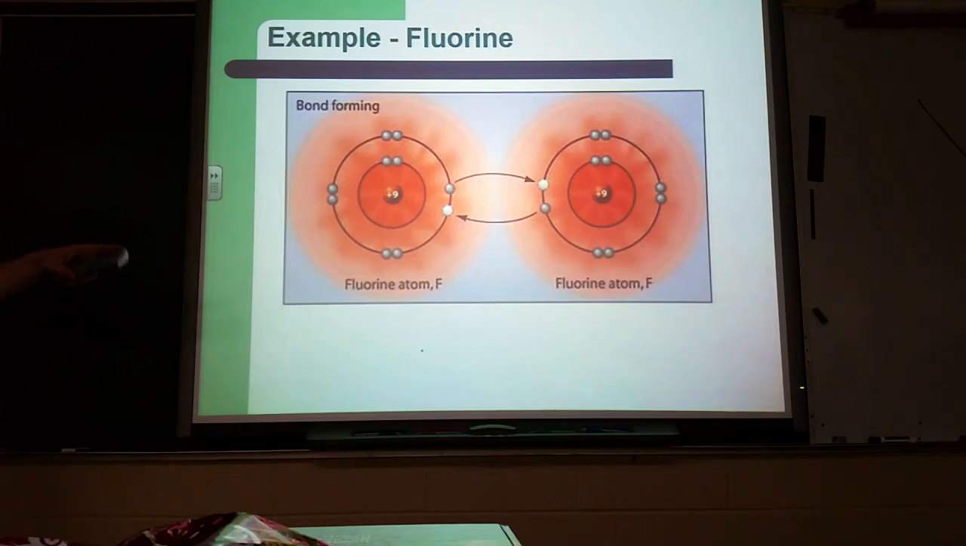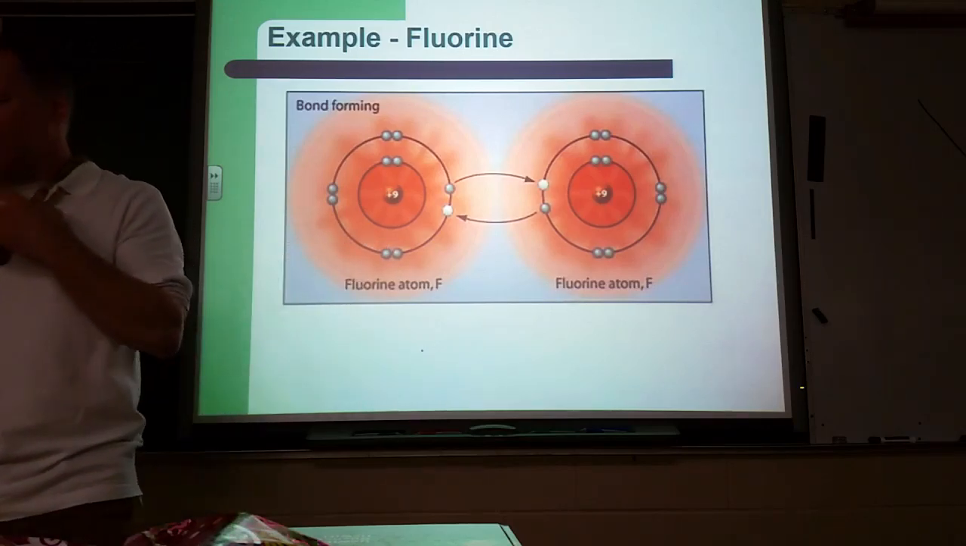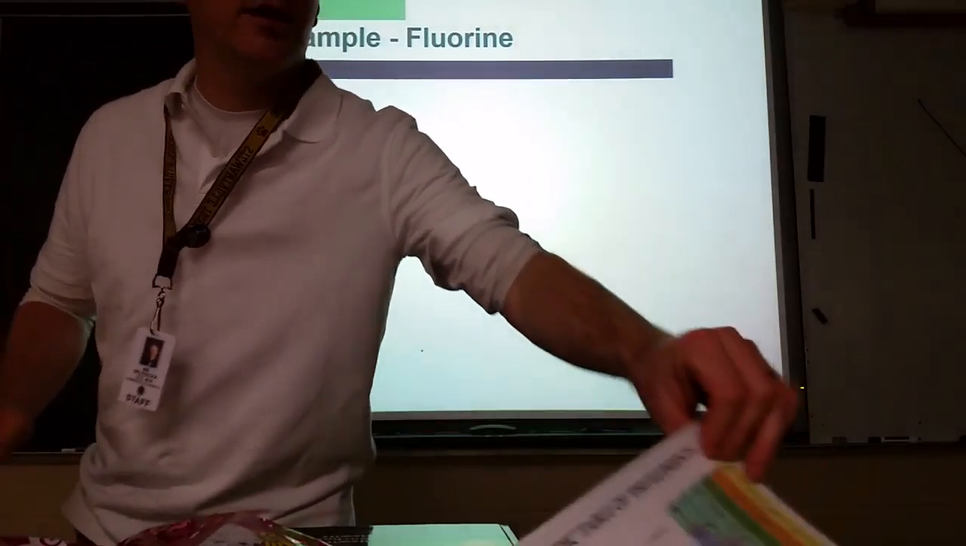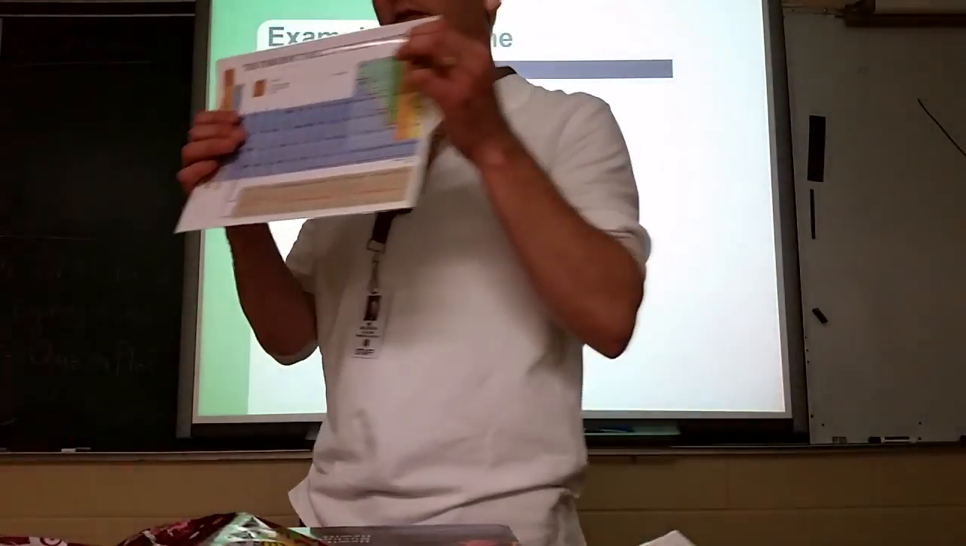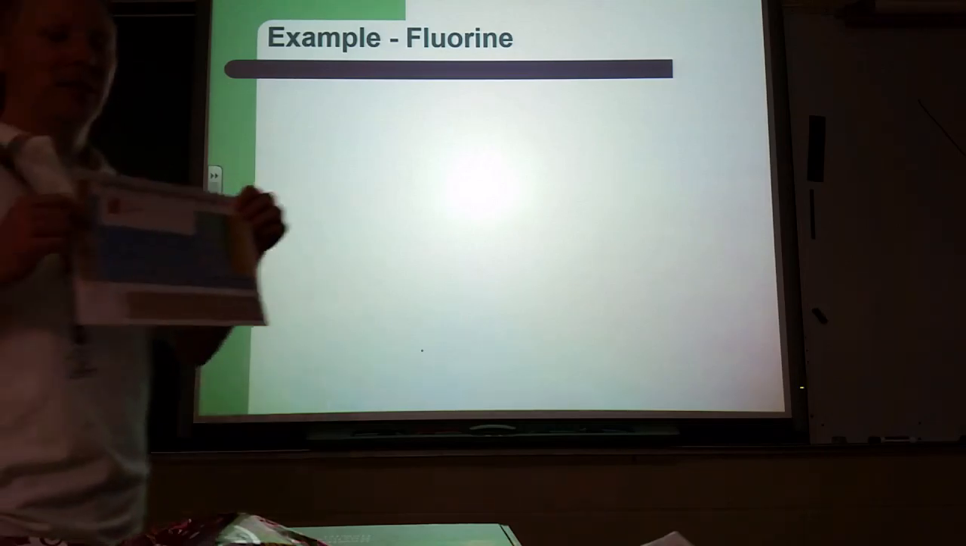We have two fluorine atoms that would be close to one another. Before we get there, find fluorine on your periodic table, over here. Second row, most of the way to the right. How many valence electrons does fluorine have? 7. We know that because it's the column number.